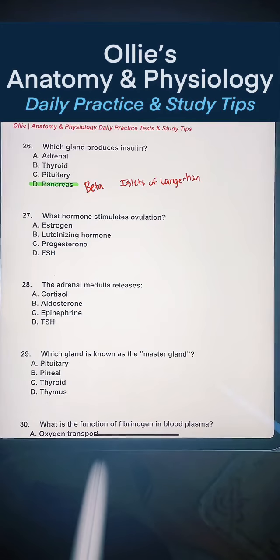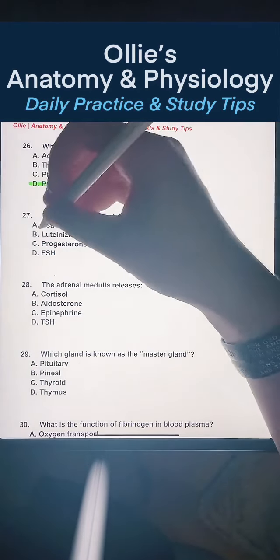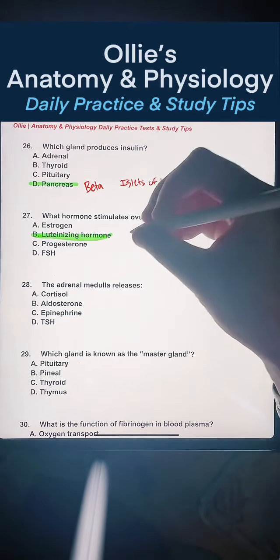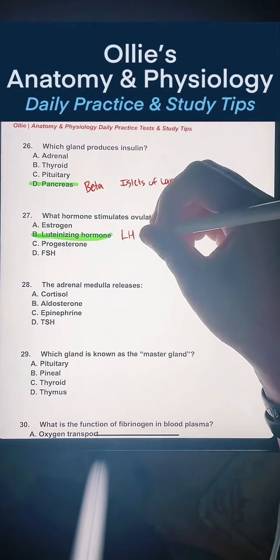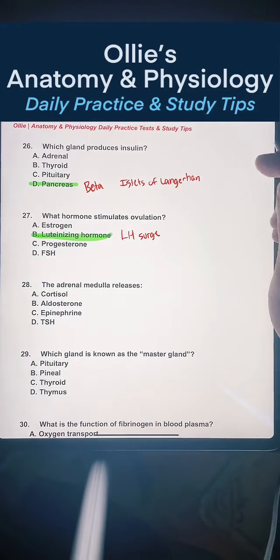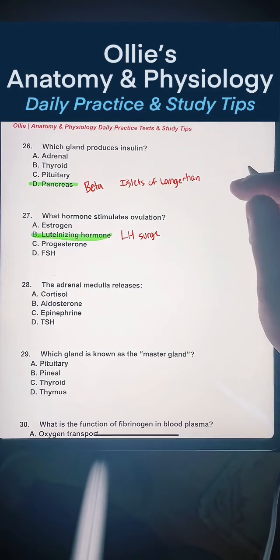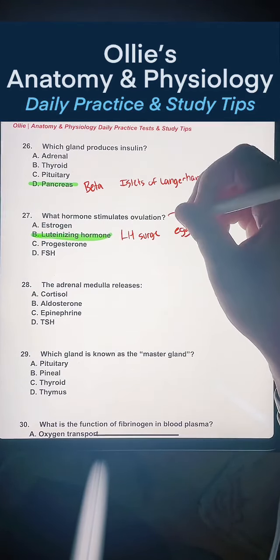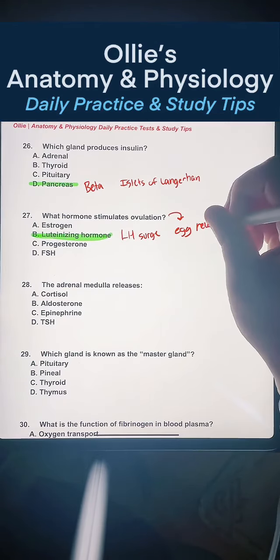Number 27, which hormone stimulates ovulation? The answer is B. It is luteinizing hormone. This is referred to as the LH surge. This is going to trigger the release of a mature egg from the ovary, which is our ovulation. So ovulation is when the egg is released.